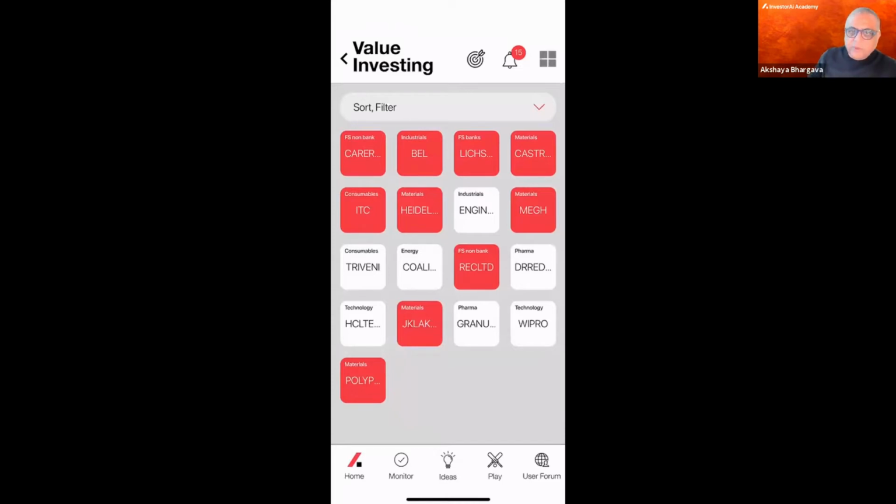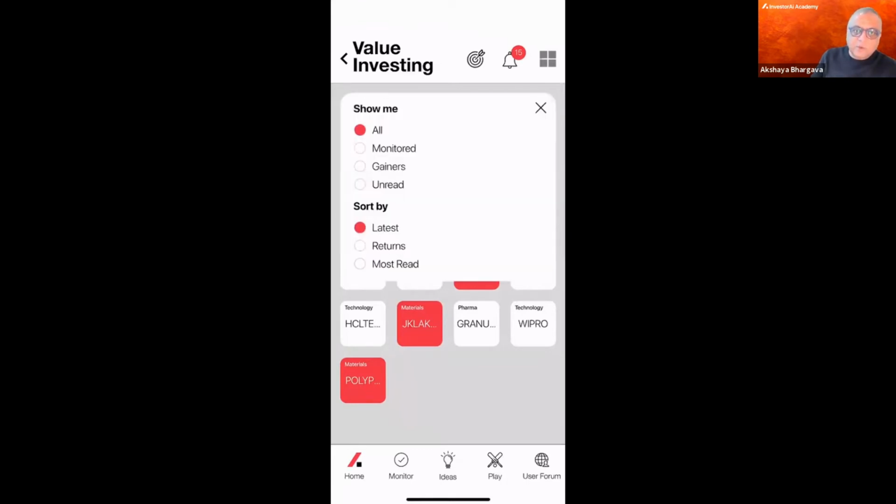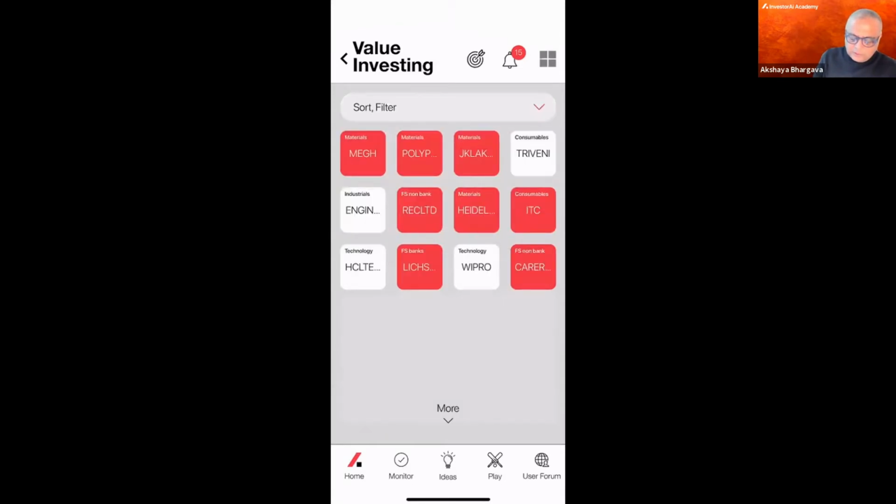Before I go into any one of them, this part, the sort and filter, for me is the most important. This is what really helps me find things that I really want. Now I can sort it. I can look at all. I can look at the ones I'm monitoring. I can look at gainers. I can look at unread. And I can sort by latest or I can sort by returns. So if I sort by returns, then I will see the ones that have made the most money.